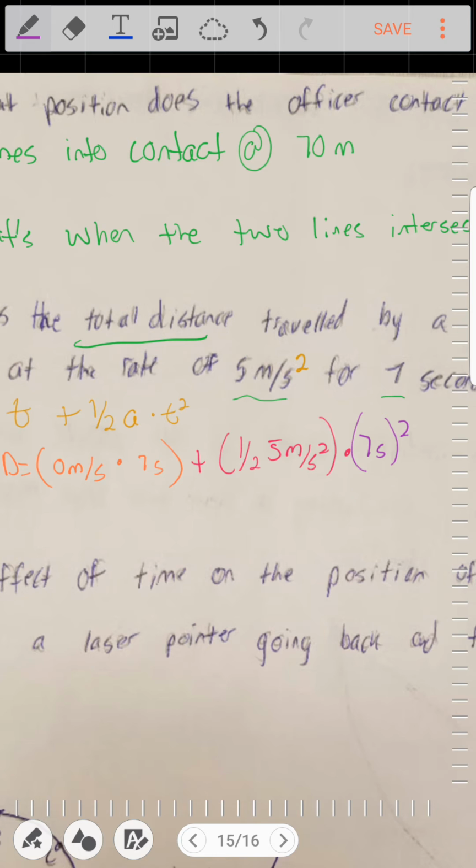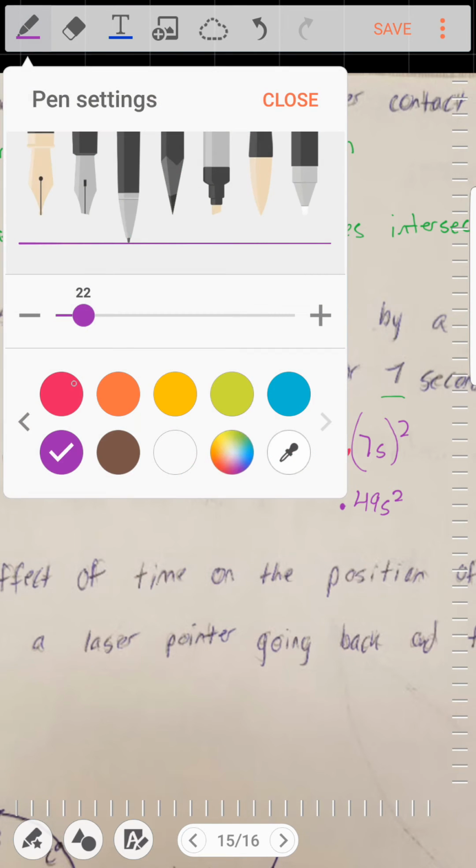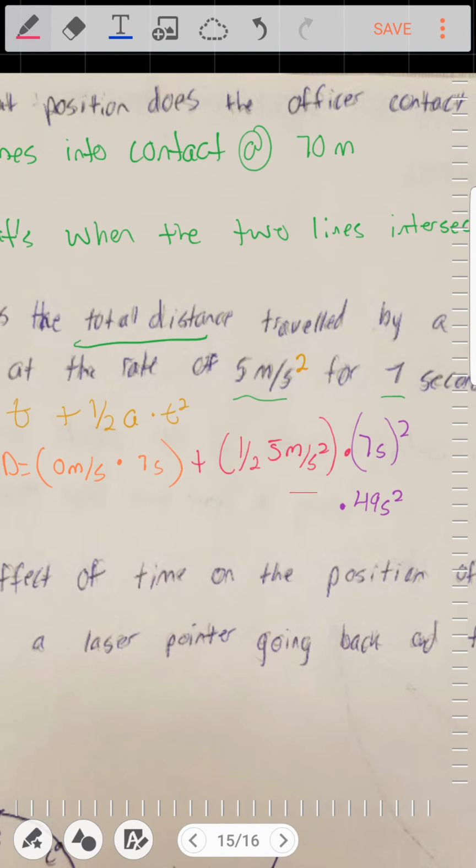It's saying now it's going to be 49 seconds squared times 1/2 of 5 meters per second squared. So that's going to give me 2.5 meters per second squared, a positive 2.5 meters per second squared, plus, well, 0 times 7 is 0 meters. And why? Because remember, meters over seconds times seconds is going to cross out my seconds and give me 0 meters.